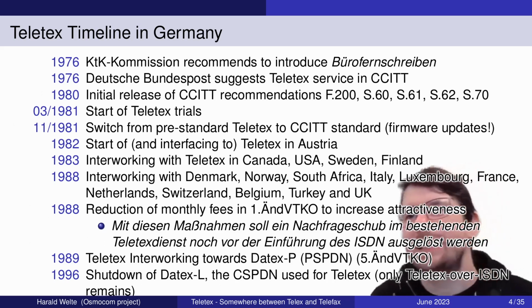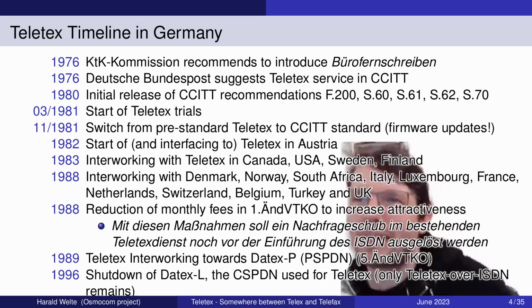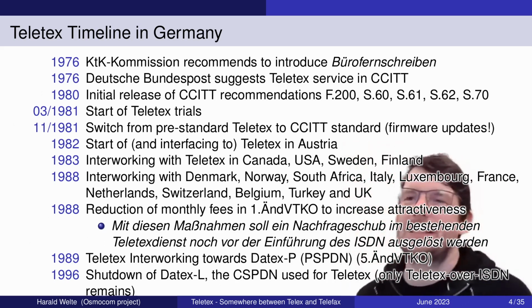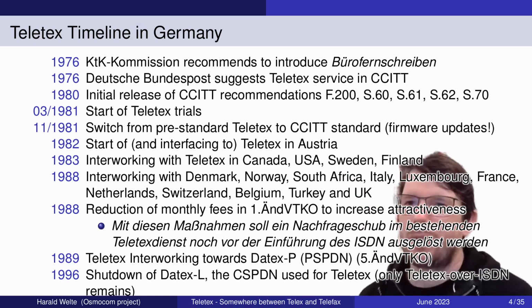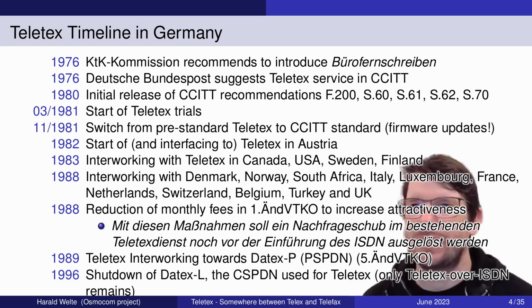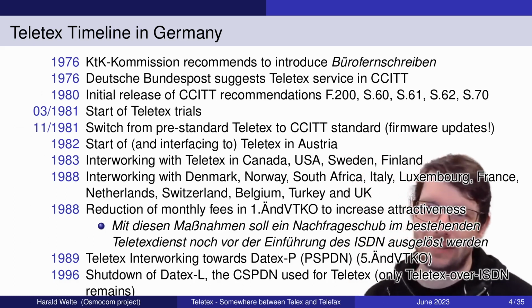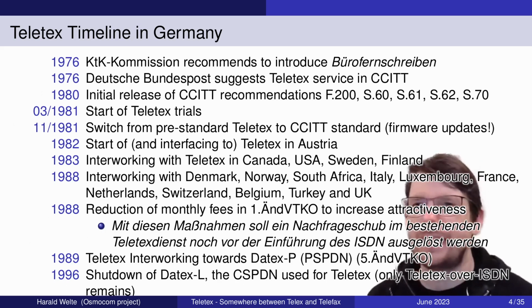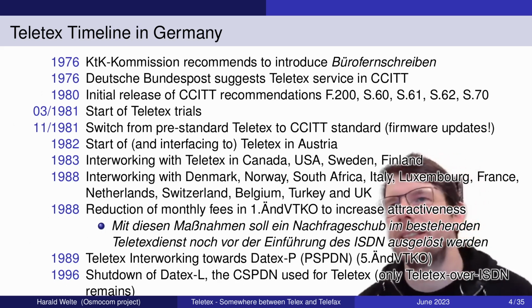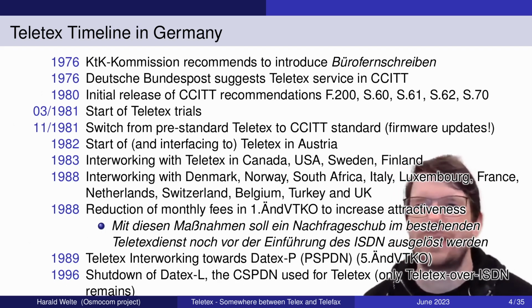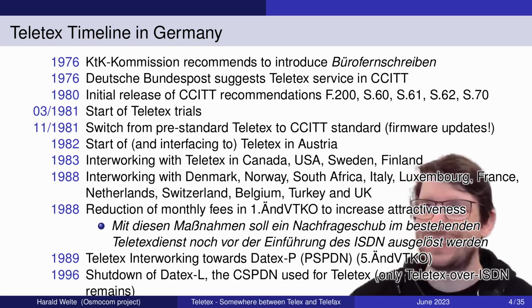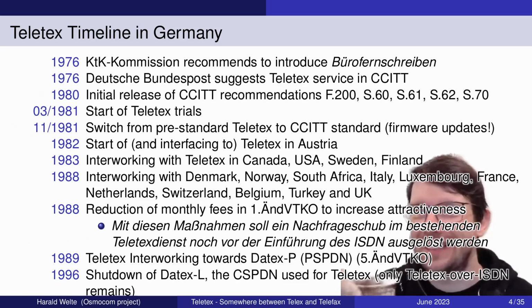In March 1981, Teletex trials started in Germany using pre-standard Teletex equipment. So they were using a national draft, which got modified in the CCITT process. And then in November 81, they decided to switch from the national pre-standard Teletex to the CCITT standard. So it's a bit like a German national ISDN and Euro ISDN some decade later.